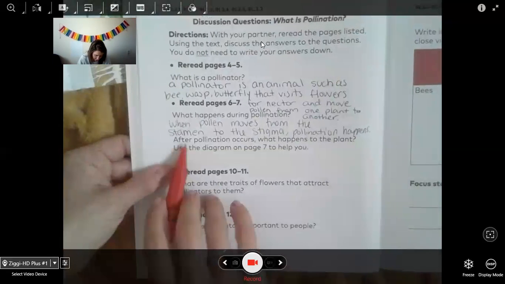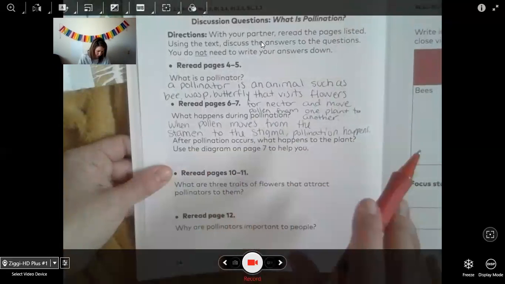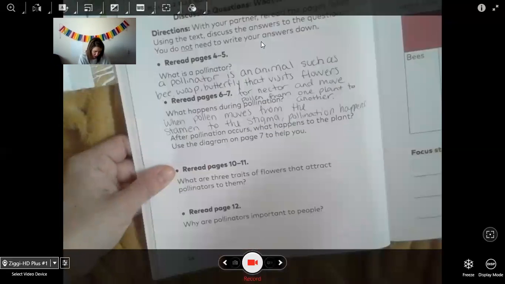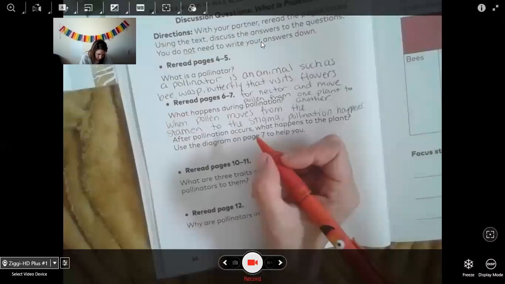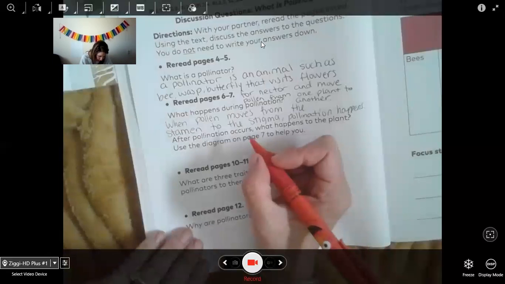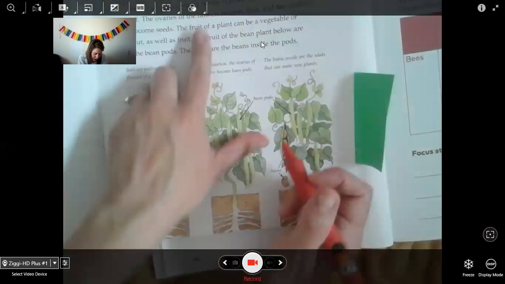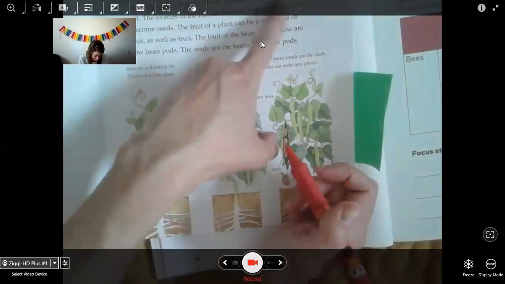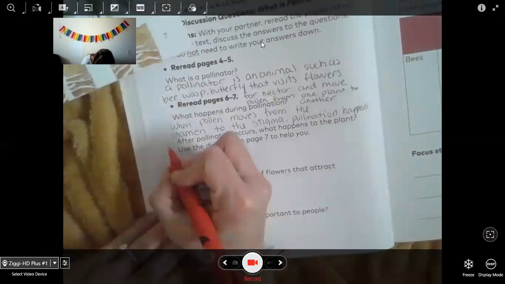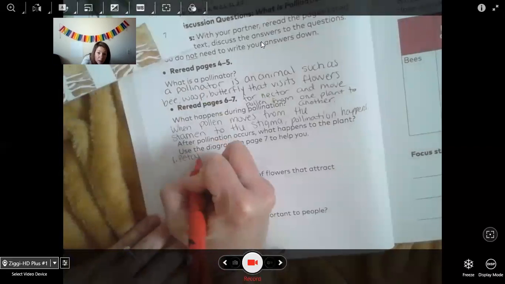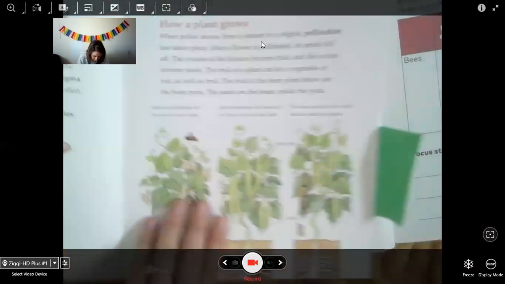And then it says, after pollination occurs, what happens to the plant? So the first thing that happens, there's three things that happen. Let me read this section to you. After a flower is pollinated, its petals fall off. So that's the first thing that happens. So I'll write a 1. Petals fall off. Okay. The petals fall off.